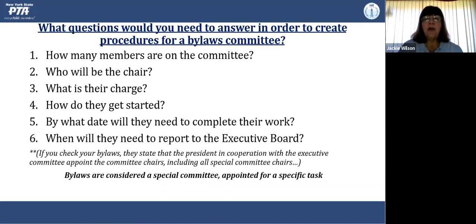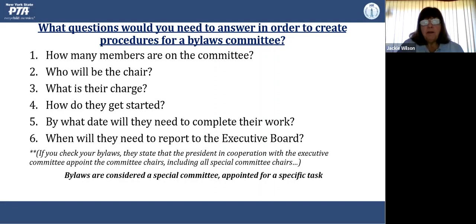So first thing to do is ask yourself some questions in order to create the procedures for the bylaws committee. How many members will you want on the committee? Who will be the chair? What is the charge? What exactly are they supposed to do? How do they get started? By what date will they need to complete their work? And when will they need to report to the executive board? All of these are just simple questions that can be put down in writing to create procedures for a bylaws committee. The first thing you would do is check your bylaws.